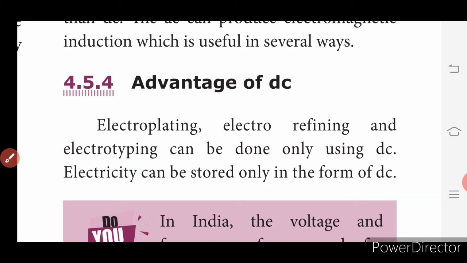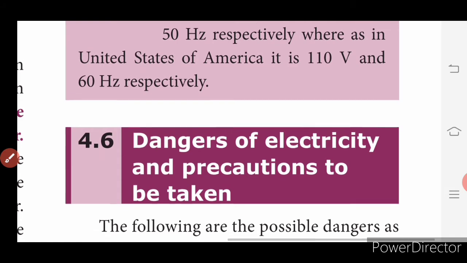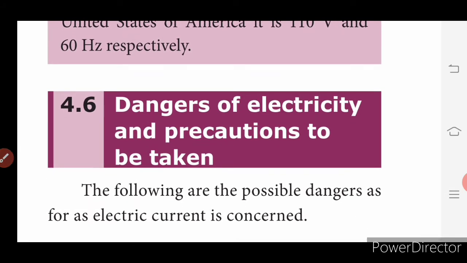This is the advantage. What are the disadvantages and dangers of electricity, and the precautions to be taken? The following are the possible dangers as far as electric current is concerned.